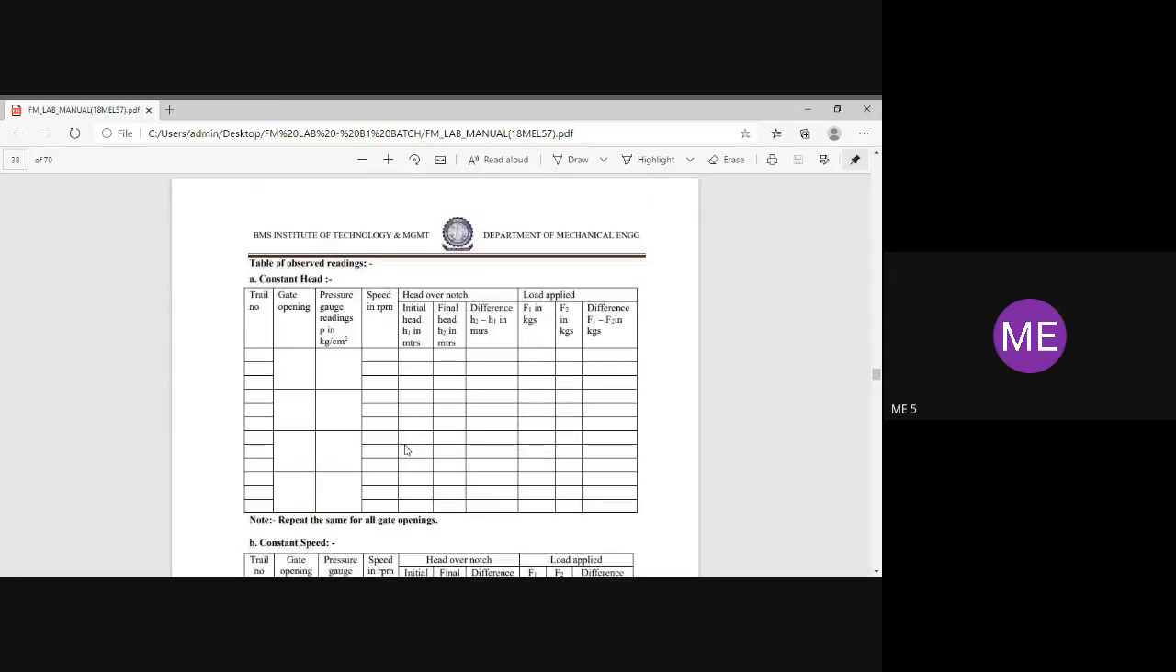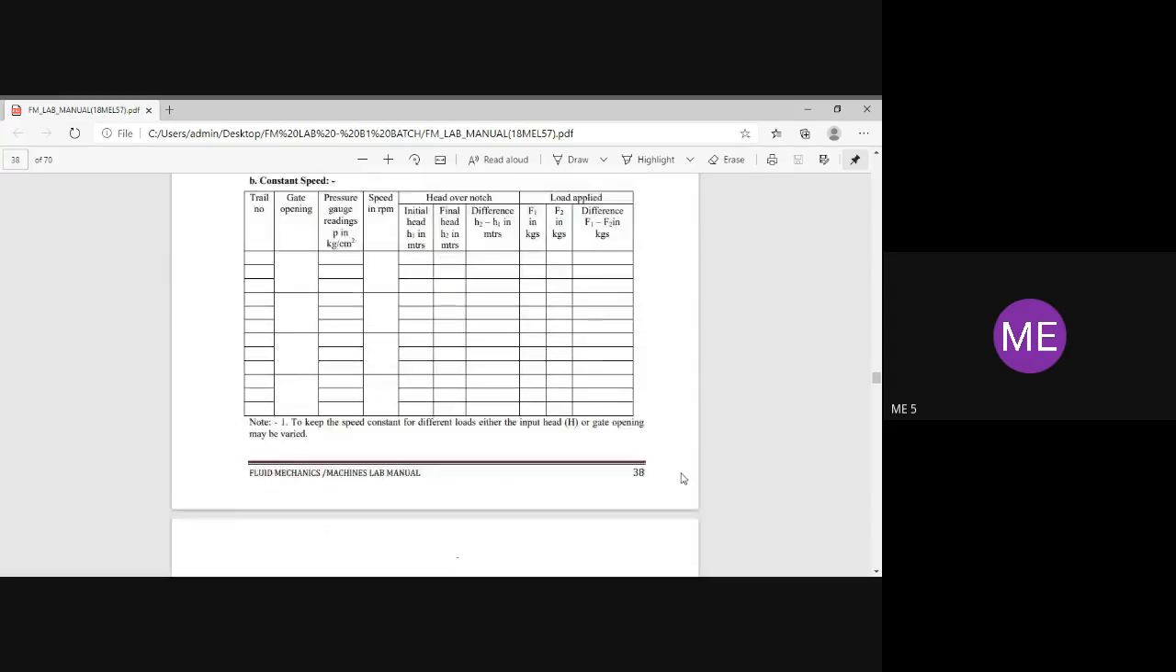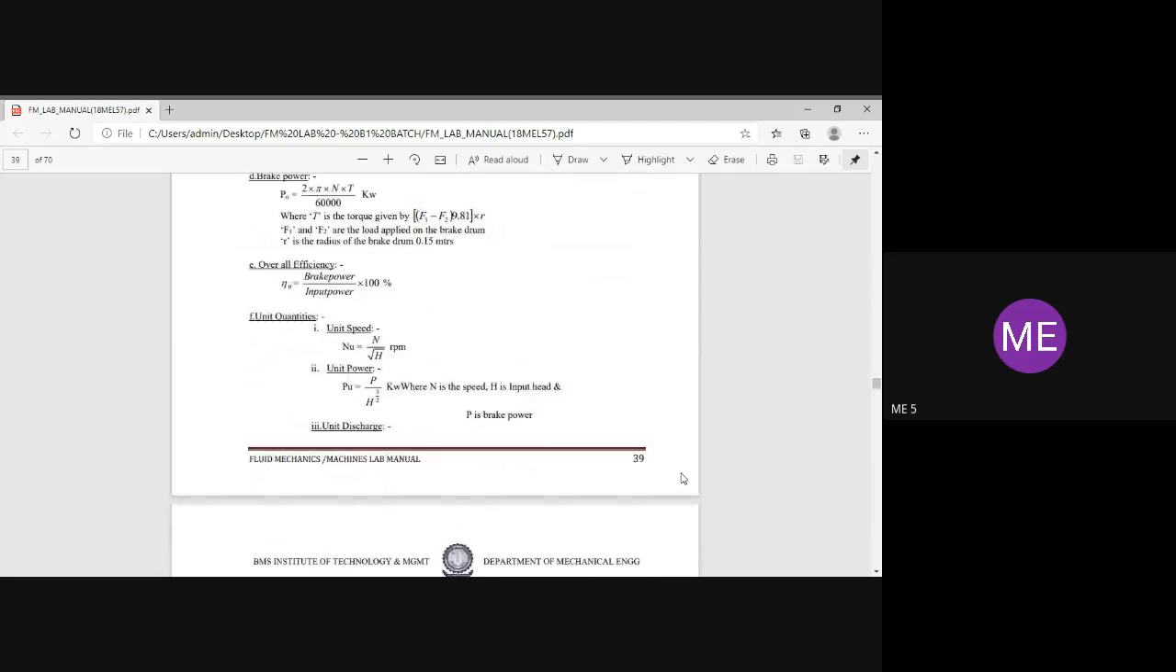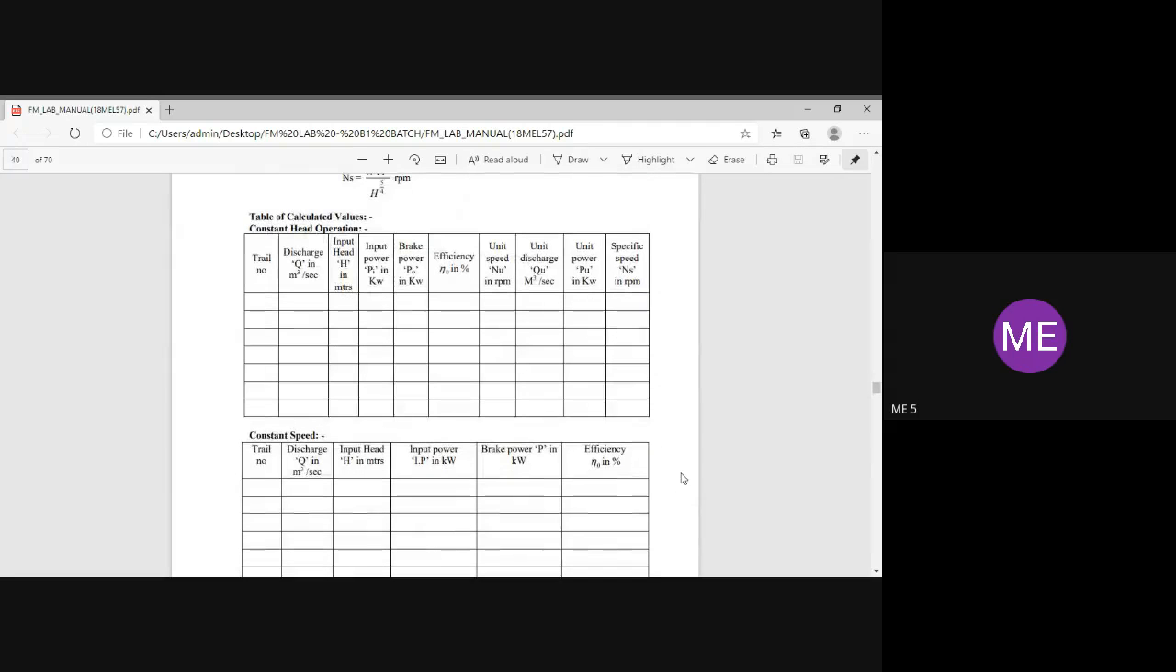First, write down this constant head. Have you finished this one, or do you still note down this one? Finished, sir. Okay, after that you have to write the calculated tabular column. You see constant head, first column only you have to write. Don't write the second one. Immediately after writing the table of observed readings, you have to note down the table of calculated values.